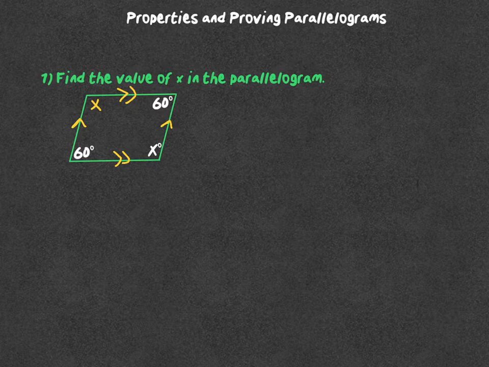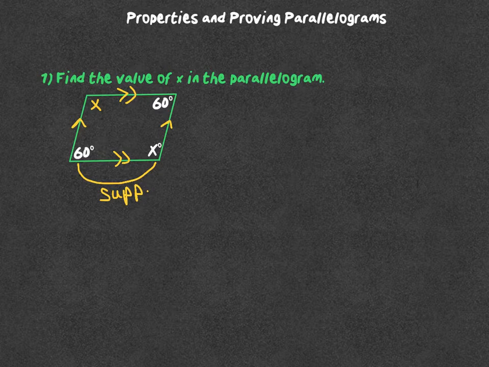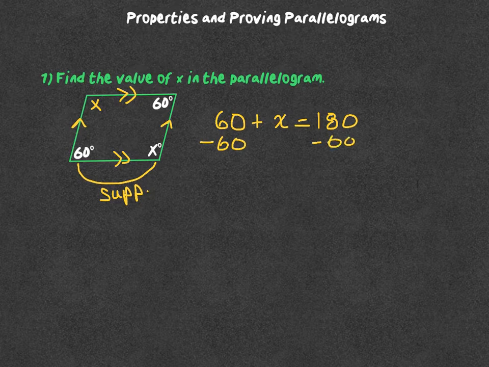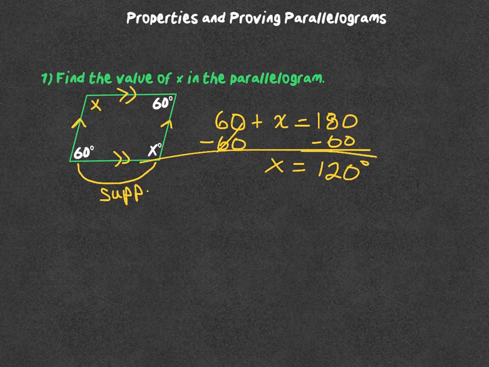And if we want to find x, we would set the consecutive angles as supplementary. So 60 plus x is going to equal 180 because of the consecutive angles supplementary theorem. So subtract 60 and x equals 120 degrees.